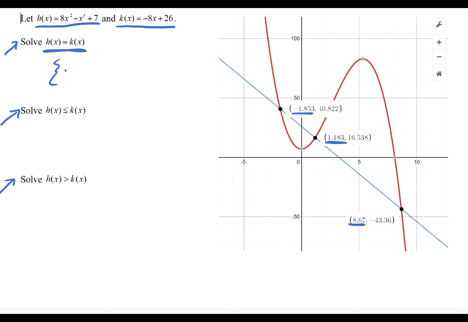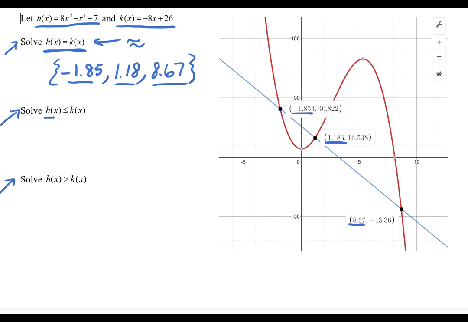So I mentioned above to round off to the nearest, I think, second decimal place. So this would be negative 1.85 as the first one on the left. The middle one would be positive 1.18, and then the one on the right would be 8.67. If you check with approximate values, keep in mind that you will have an approximately true statement on the two sides. It should be really close, but they won't be exactly the same when you plug in to h and k.